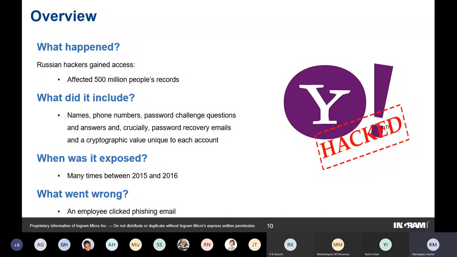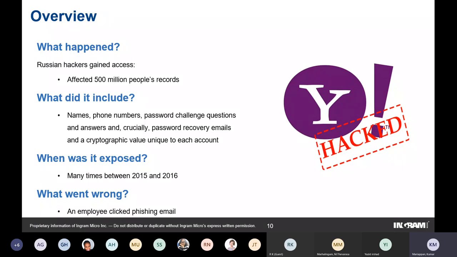With password challenge questions, you tend to use the same answers on multiple different sites. Since they recovered the password challenge questions and their answers, they could bypass the security of the users' other accounts as well. Password recovery emails gave them more access to the end user's other emails, and an encryption value unique to each account allowed them to decrypt the data of each account. It was exposed between 2015 and 2016.